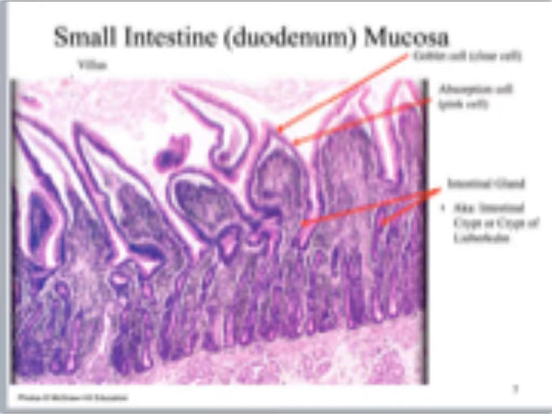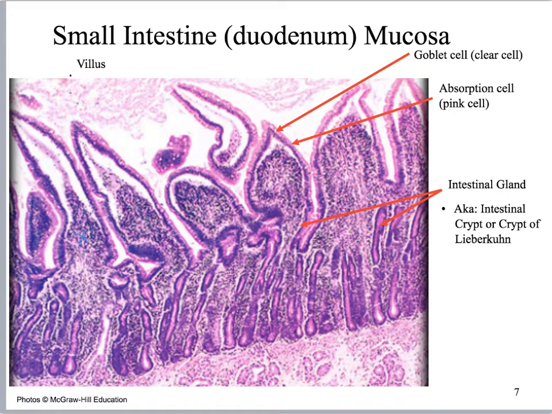All right, so now we can look at our photomicrograph. Let's come over here. This is lamina propria, let's change color. That is lamina propria, that is lamina propria. All of this stuff is lamina propria. It is the areolar connective tissue proper that is in between the folds and also down here in the base.